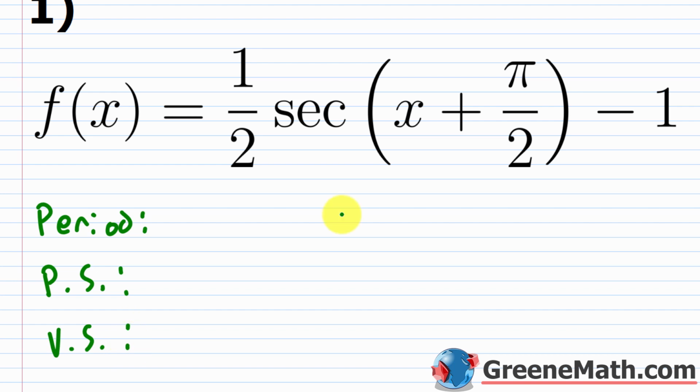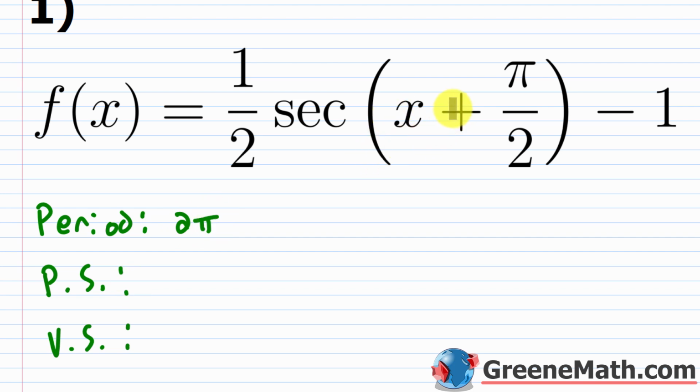Now, normally I would factor, but in this case, you'll see that the coefficient of x is 1, so there's no need to factor here. So for the period, it's just going to be the standard period for secant, which is 2 pi. So if you have something that's not 1 for the coefficient, you just take that standard period of 2 pi, and you divide by whatever that is.